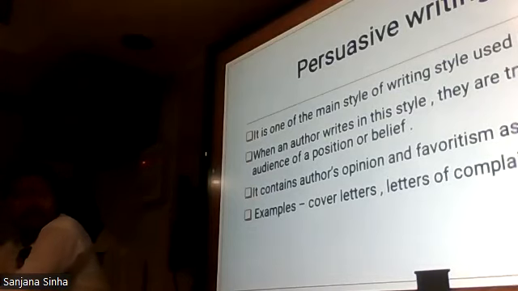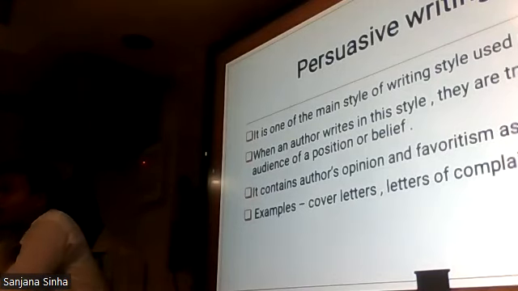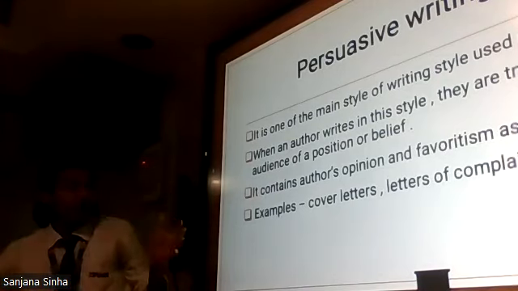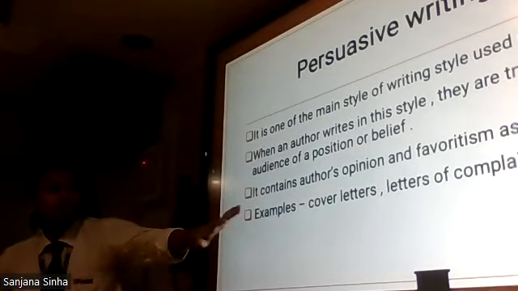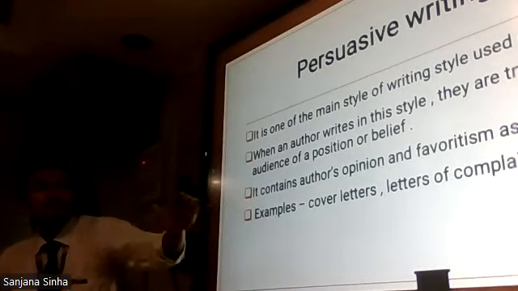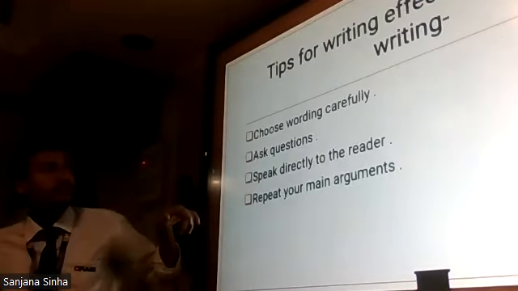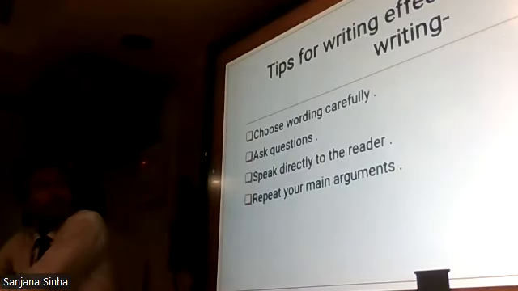It should be noted that it does contain the author's opinion and favoritism, as well as proper justifications to support their arguments, whatever they are writing and trying to convey to their audience. The examples may include cover letters, letters of complaints, and advertisements. Tips for writing effective persuasive writing.